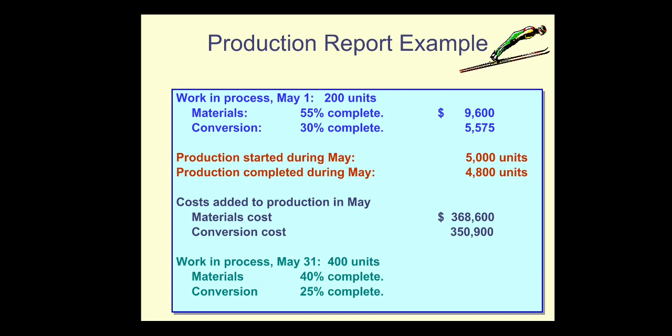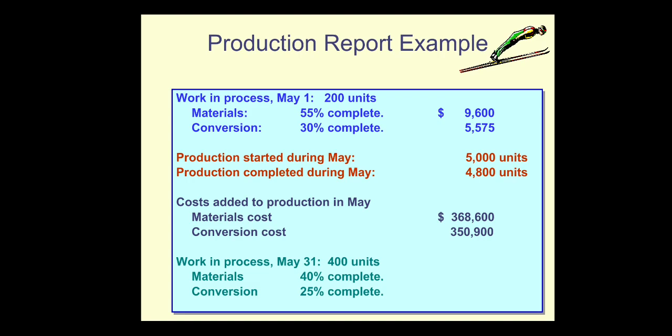During the May, production started is 5,000 unit. So like the input in the month of May is 200 unit plus 5,000 unit. That is the input. 5,000 unit plus 200 unit. So total input during the month of May is 5,200. And then production completed during the May. So it is like the output. At the end of May, 5,800 complete.